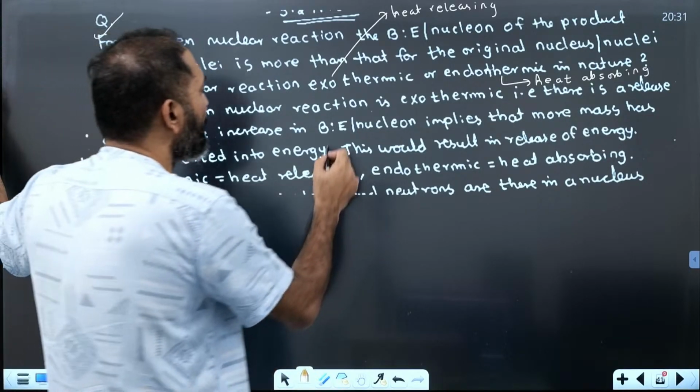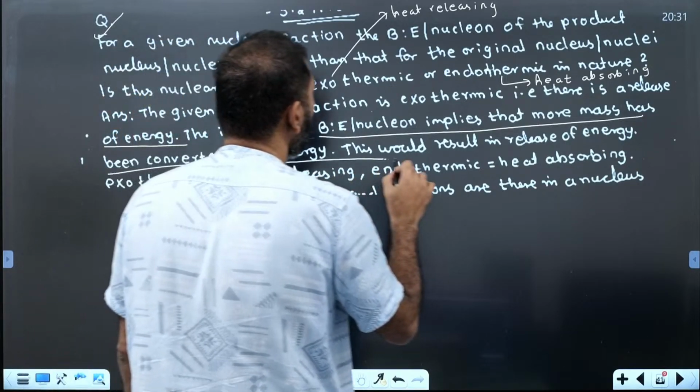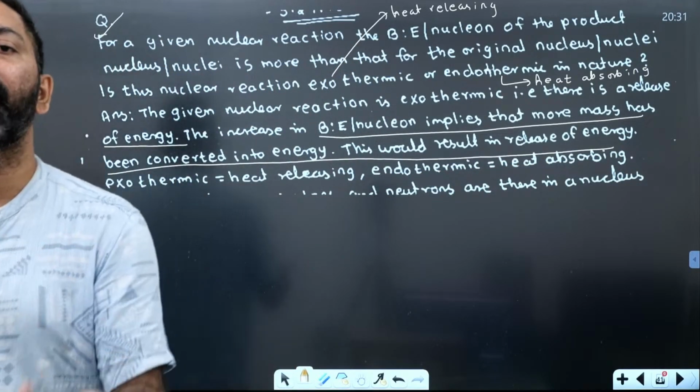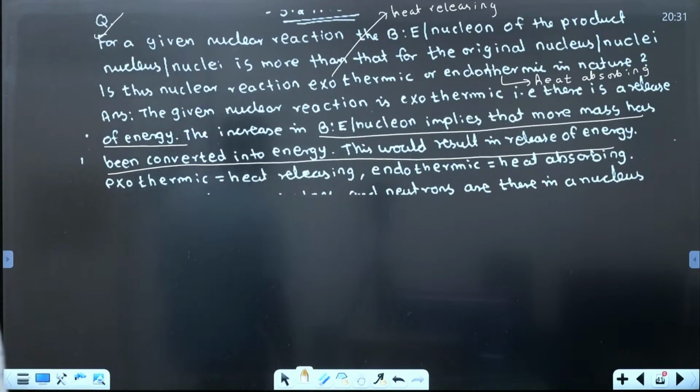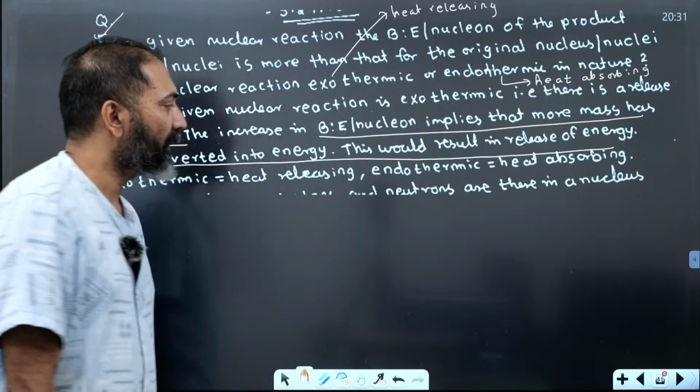The increase in binding energy per nucleon implies that more mass has been converted into energy. Increase in binding energy means a greater amount of mass has been converted to energy. This will result in the release of energy. Exothermic, heat releasing; endothermic, heat absorbing.